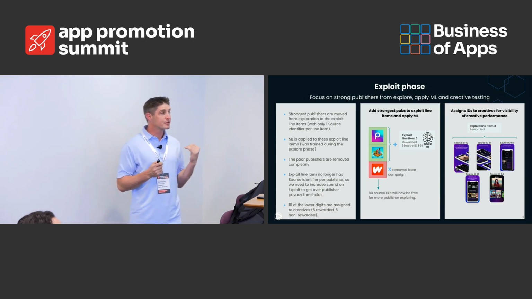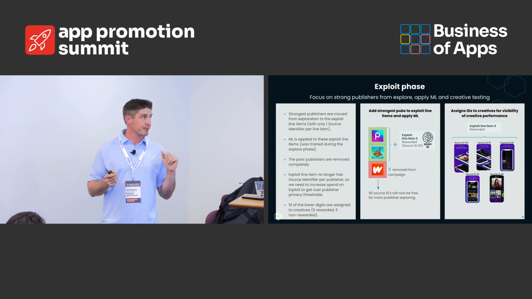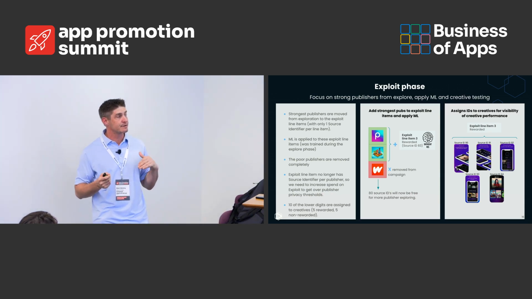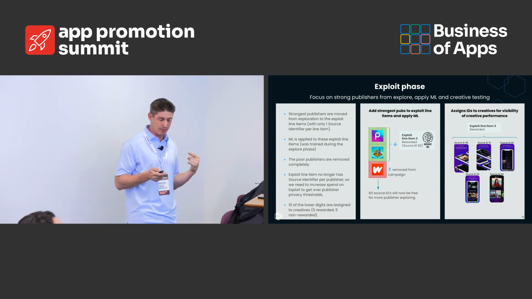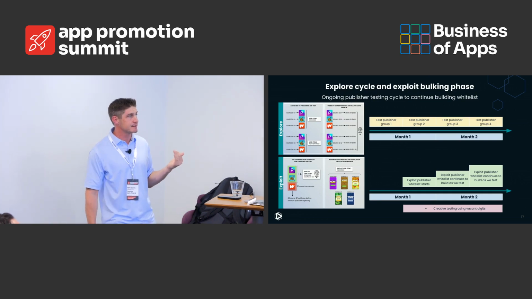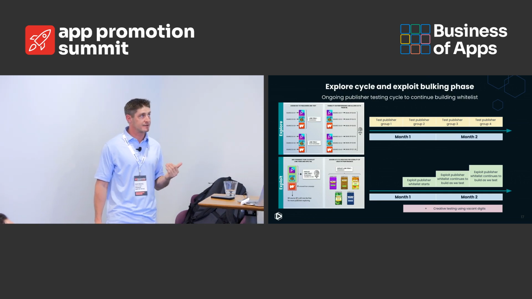Now, the most key piece of this is that with example 1 and example 3, where we're removing apps because of poor performance or moving apps for good performance, we're getting to recycle those source identifiers. And this is really important. This illustrates our explore exploit process. And this is really, really key to campaign performance and campaign scale.